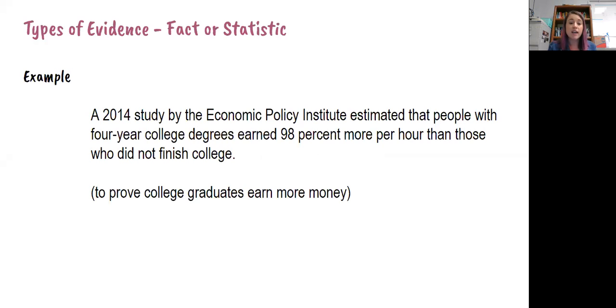So what this looks like in this scenario would be, to prove college graduates earn more money, I might include something like a 2014 study by the Economic Policy Institute estimated that people with four-year college degrees earn 98% more per hour than those who did not finish college. So that's a fact or statistic that I'm looking to include.